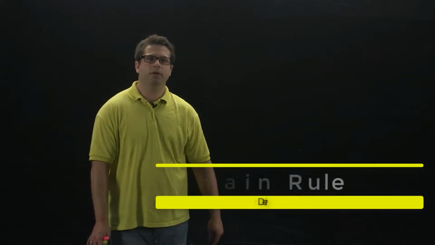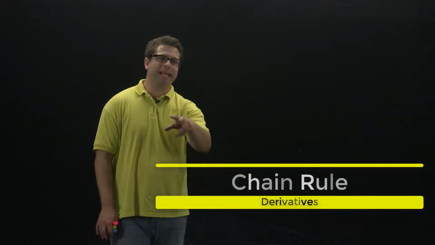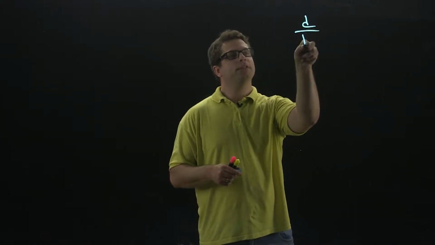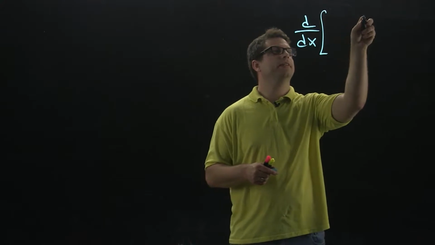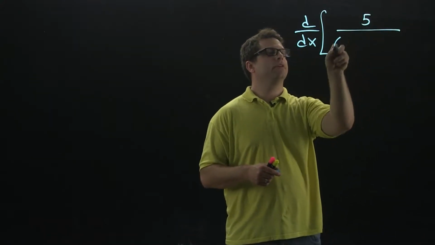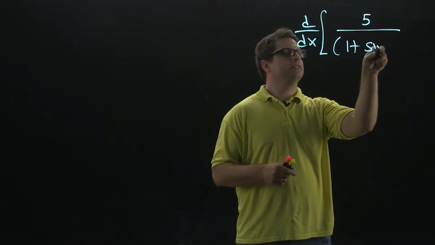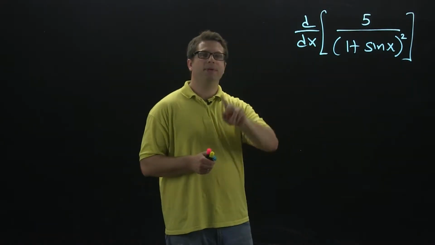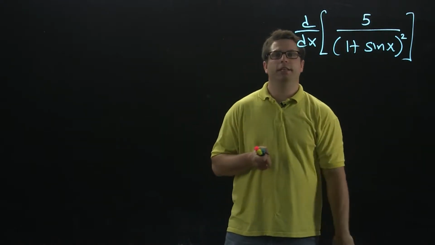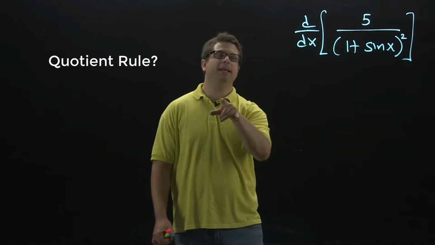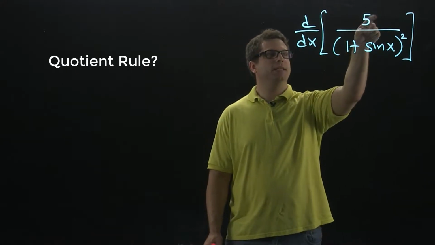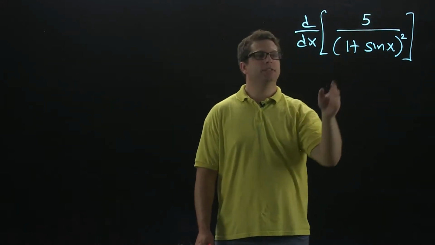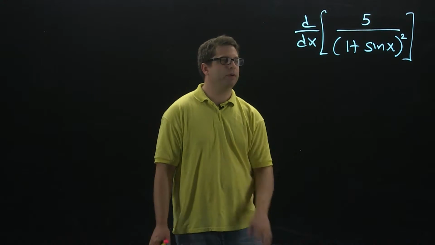In this video, we are going to use the chain rule to find the first and second derivative. So the function that I want to differentiate looks like this: 5 over 1 plus sine x squared. Now you might be thinking, all right, I'll differentiate this using the quotient rule. And you can, but notice that when you differentiate the top, you're going to get 0. And so half of that quotient rule is going to be kind of a waste.